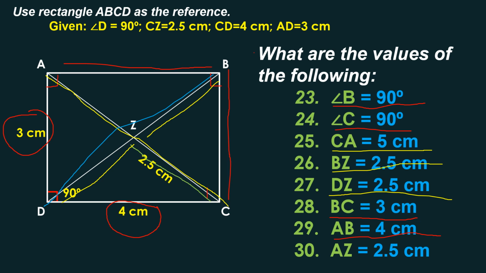And lastly, AZ is equal to 2.5. AZ is also the other half of diagonal AC, which is also 2.5 centimeters like CZ.